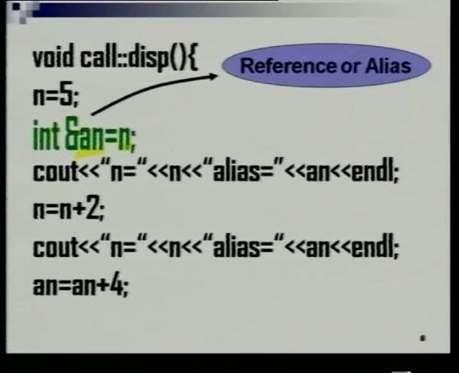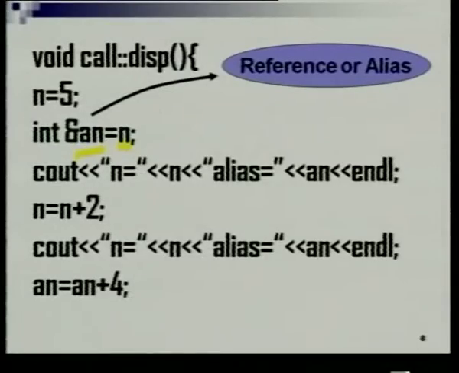So, this is the way we use the alias operator. Here the alias operator is also an ampersand symbol. We are giving a name an and we are initializing the value of that an to the value n. So, n is nothing but it has the value 5.